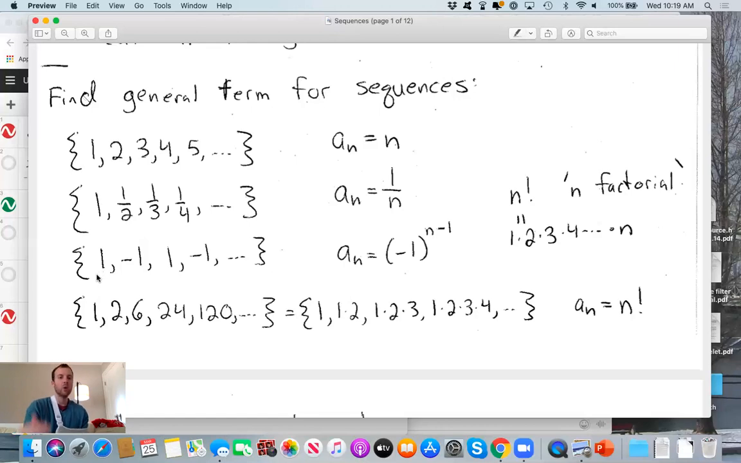Now a sequence where the pattern is really pretty apparent, but finding a formula for it is not quite as clear. So here's a sequence 1, -1, 1, -1, and then it keeps going. 1, -1, bouncing back and forth between them forever. So in this case, describing the pattern is clear: 1s and -1s flipping forever.